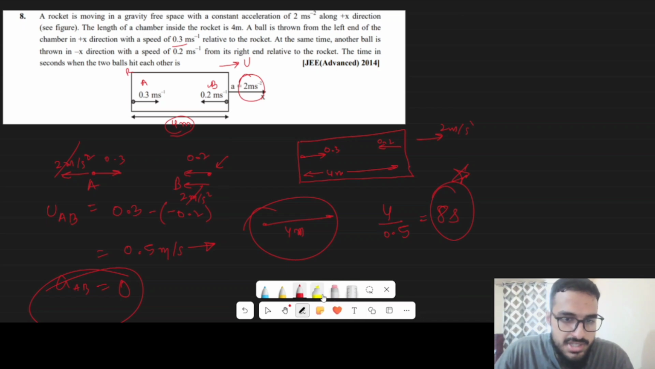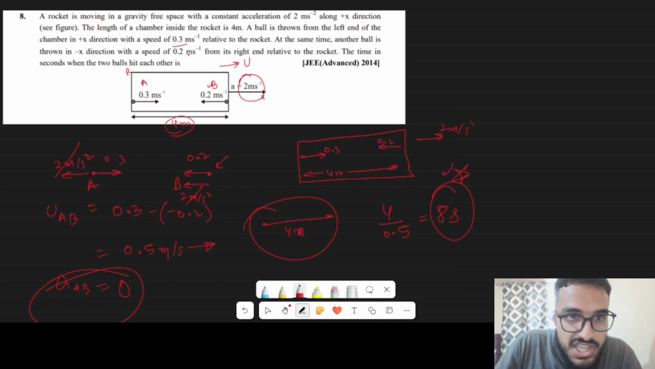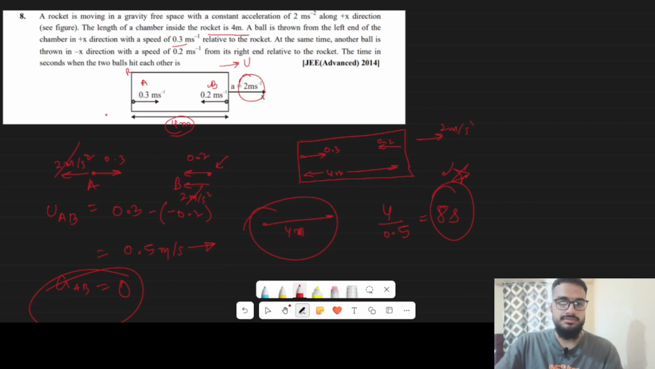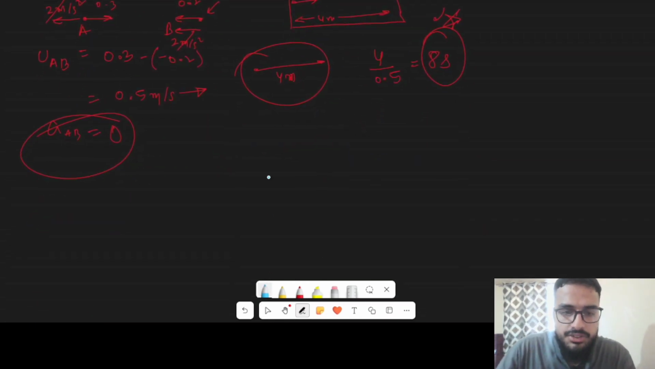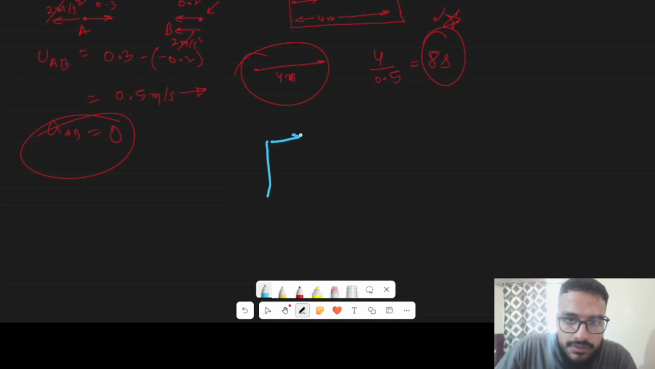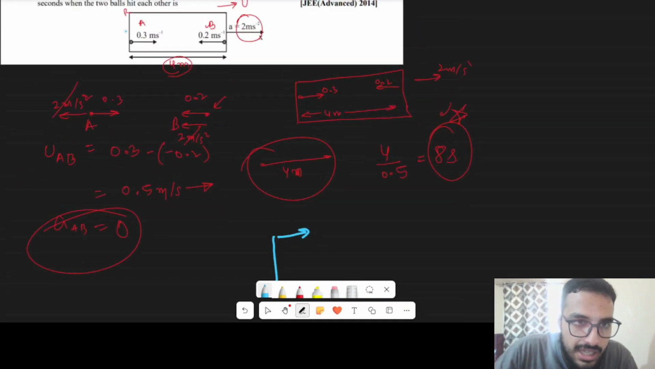But then the twist comes due to the wording of the problem. Some students challenged this answer key of 8 seconds, saying it was given that the length of the chamber inside the rocket is 4 meter. If you see here, this is the wall of the rocket, and the wall was also given here, isn't that? The wall is also there, and the chamber is given to have 4 meter space inside it, and the acceleration of the rocket is given.